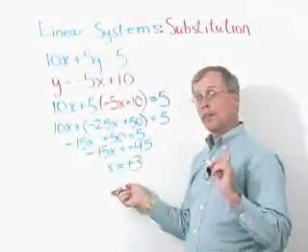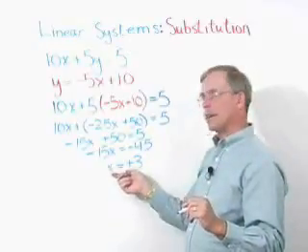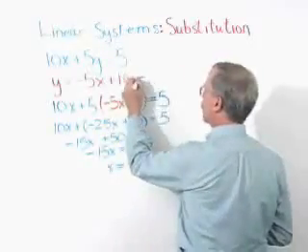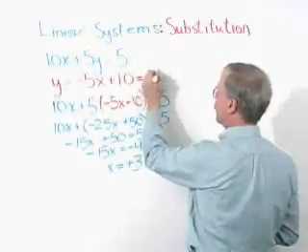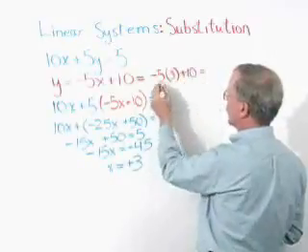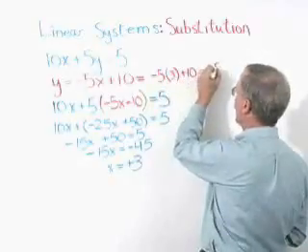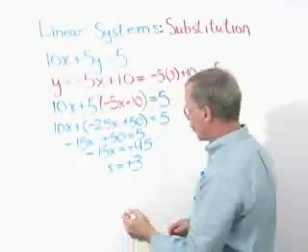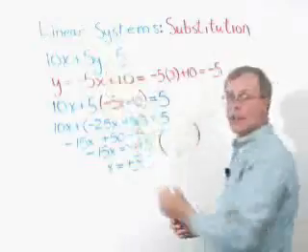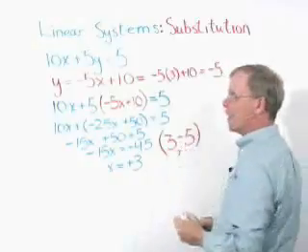Now that's nice, but it's not our complete answer because we're looking for an ordered pair. So we have to take that x equals 3 and put it back up here. And we'll have negative 5 times 3 plus 10, which is negative 15 plus 10. Negative 15 plus 10 is negative 5. So in effect, we have an ordered pair for our answer. These two equations have graphs which intersect at (3, negative 5).